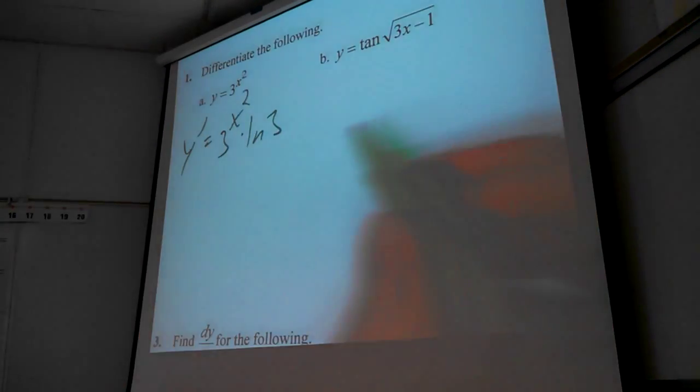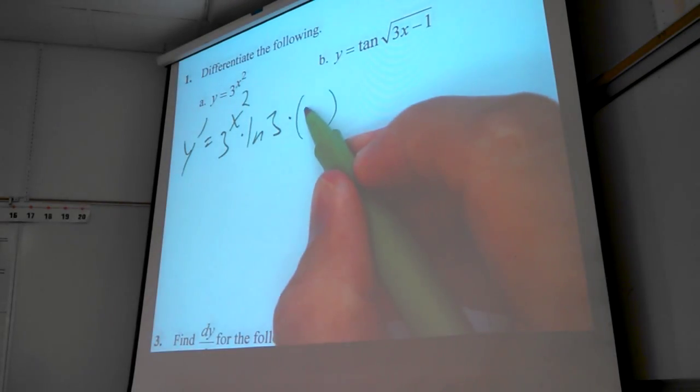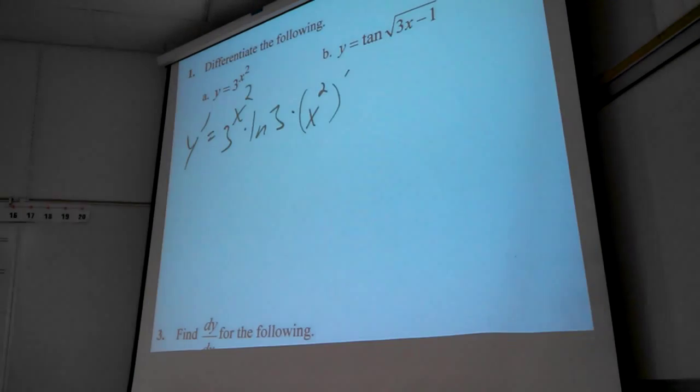Now you bring in the chain rule, which is 2x, the derivative of x squared. The chain rule comes in. I'm going to let you absorb that.